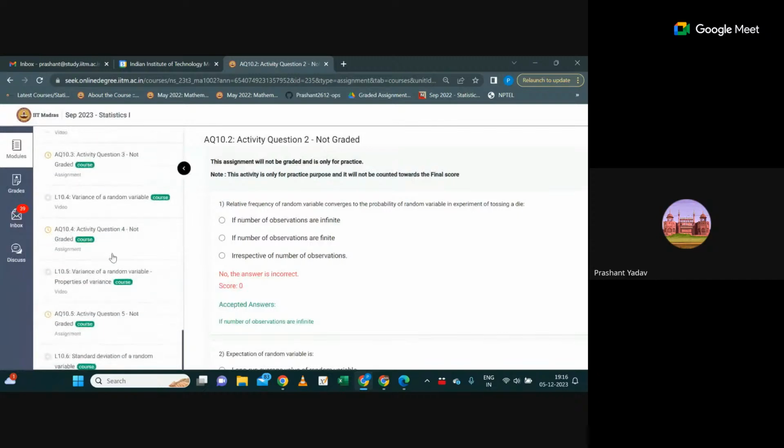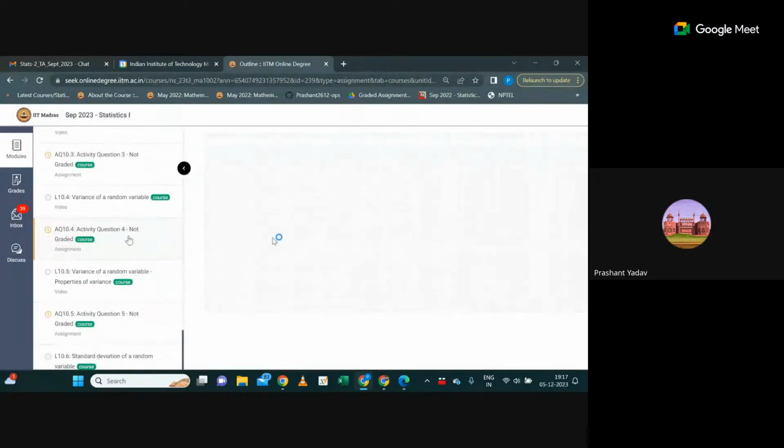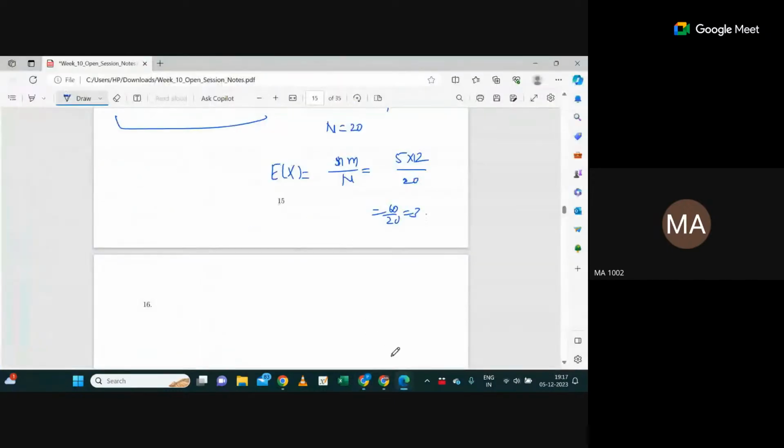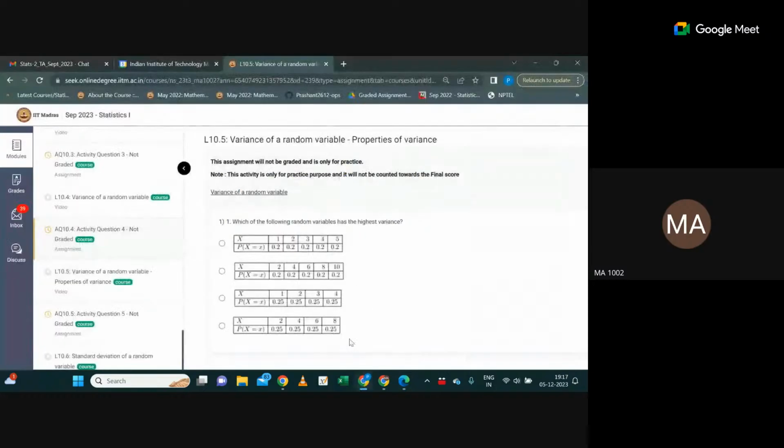It's not a mean. If you see how we define relative frequency, it is the frequency divided by the total. Expectation is different. So this says it will converge to the probability, and probability is favorable cases divided by total cases, right? When n is infinity, the number of trials or observations is infinite.